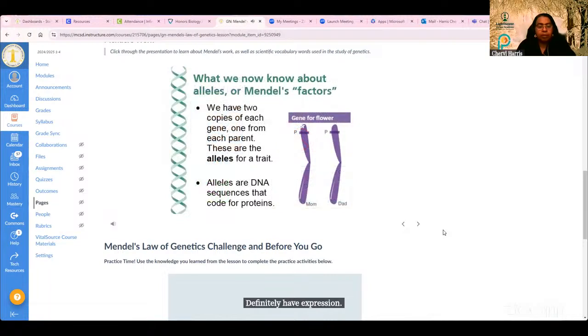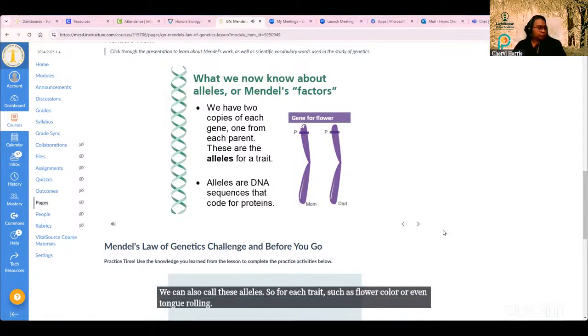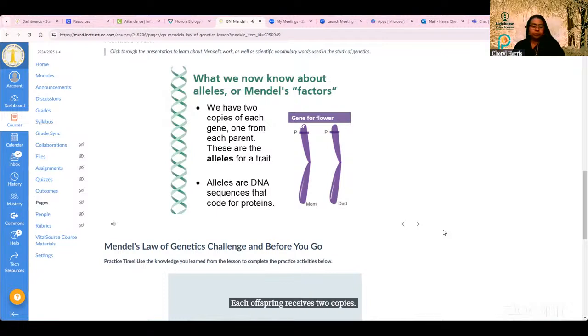We now know that Mendel's factors are actually the genes that are inherited from mom and dad. We can also call these alleles. So for each trait, such as flower color or even tongue rolling, each offspring receives two copies, one from each parent. The combination of these alleles makes up the genotype of an individual, which we will talk about next.